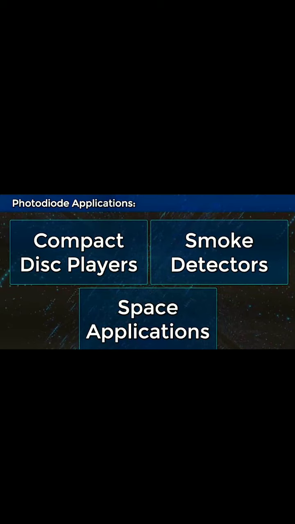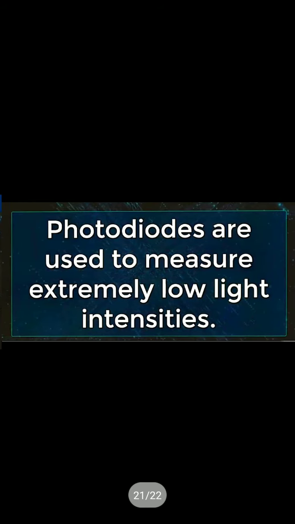If one less or one more is there, that means some problem is there. Either somebody has stolen some nodes, or extra nodes are present over there. This way, a photodiode acts as a counter. In space applications also, the photodiode is used.